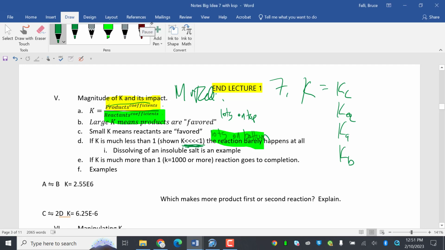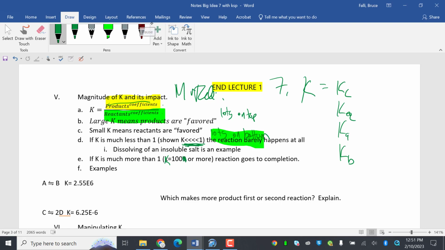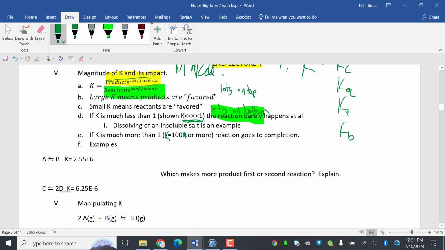If K is much more than 1, should be capital K, I apologize, K equals 1,000 or more, and really 100 or more, the reaction goes to completion. Examples. If A is in equilibrium with B, and K is 2.55 E6, this is a big K. This would be completion. This one has a small k, so that means far left, very few products.